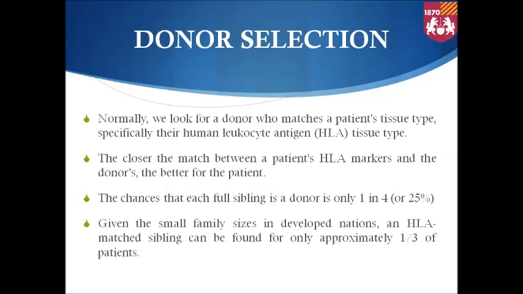Normally, we look to match the donor with the patient's HLA antigens at all sites. The closer the match, the better the outcomes. But as we said, with the smaller family sizes, only 30% of patients can find a matched sibling donor. So the second step is to go to alternative options, and with that, we now say that nearly all patients should have a donor to undergo the process that they need to be cured from their cancer.